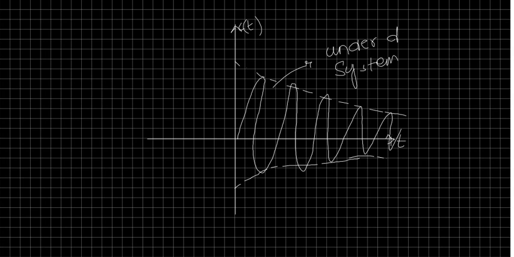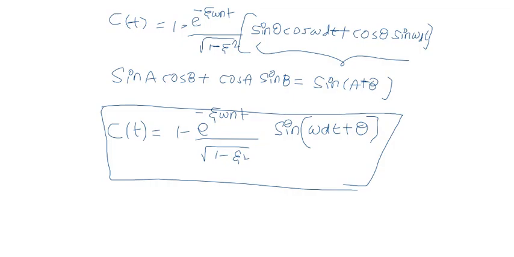So I hope you understood the derivation, and this final equation is very important because in time domain specifications we are calculating the rise time, delay time, and maximum peak overshoot. In order to do that one, we are going to use this equation. This final equation is very important.